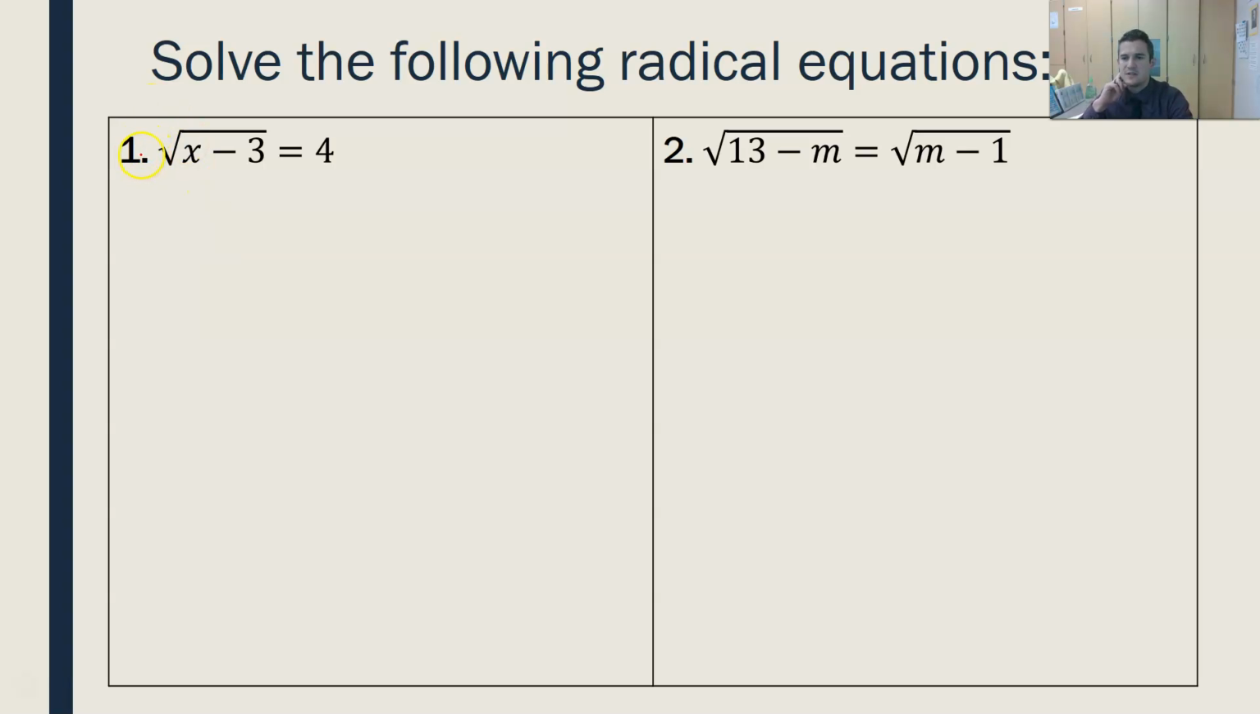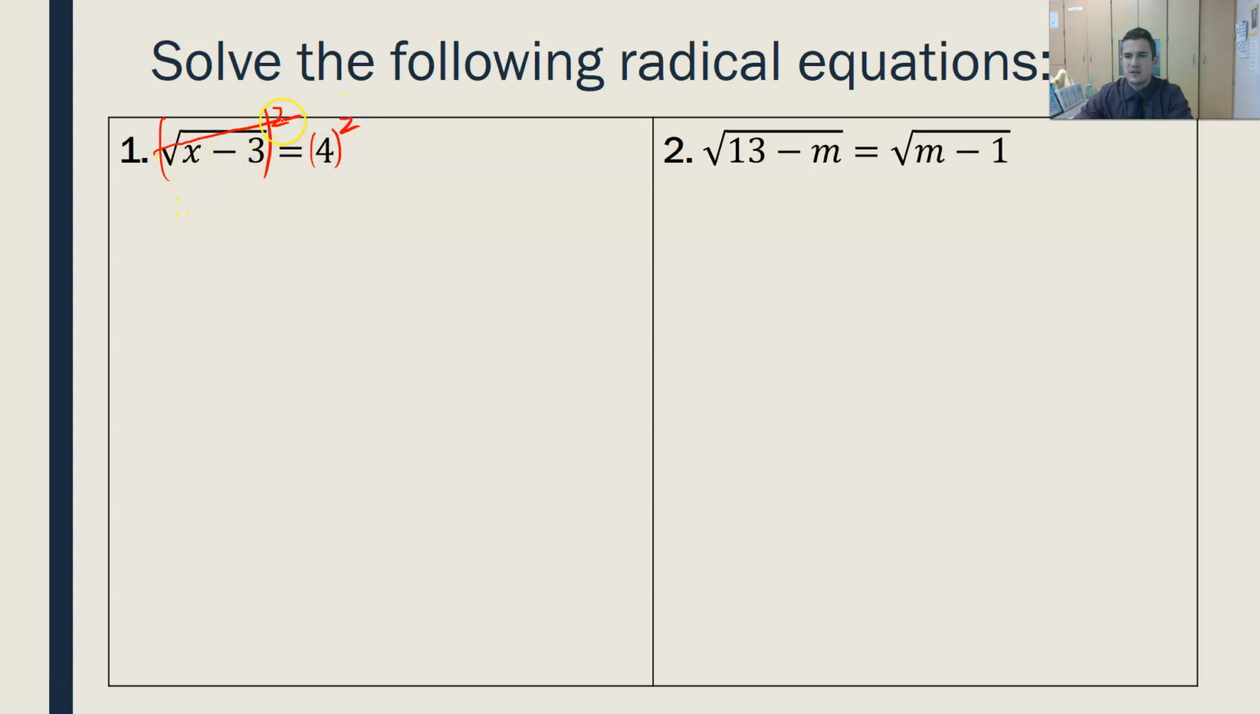The first problem is the square root of x minus 3 equals 4. Okay, how do I get rid of the square root? Well, I undo the square root with a square. If I square a square root, the square root goes away. The square root of x minus 3 squared, that's just going to go away. If I square on the left-hand side, I have to square on the right-hand side.